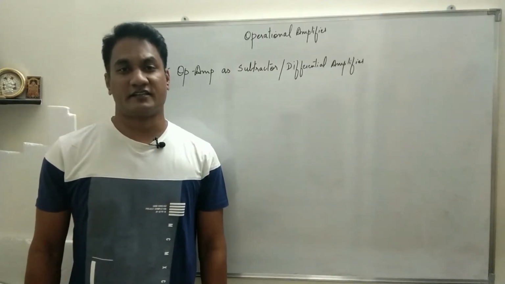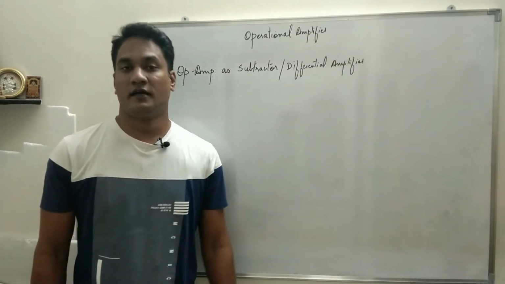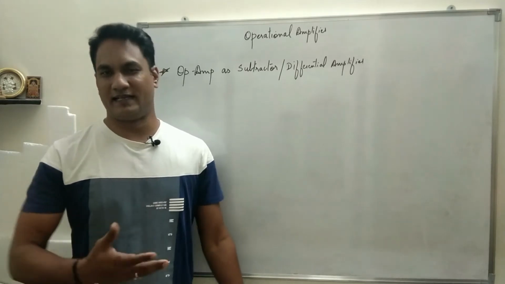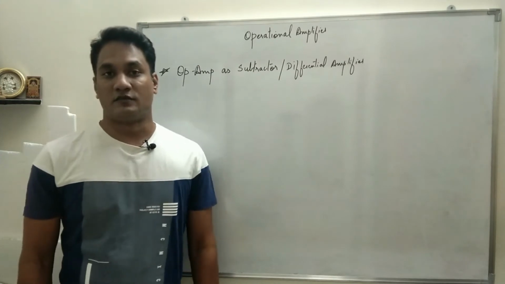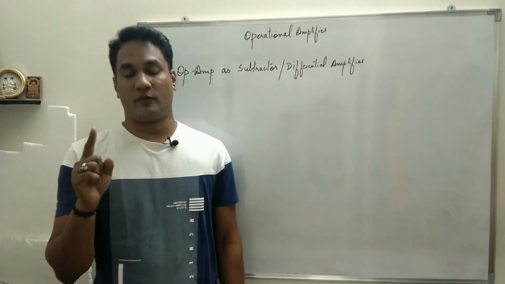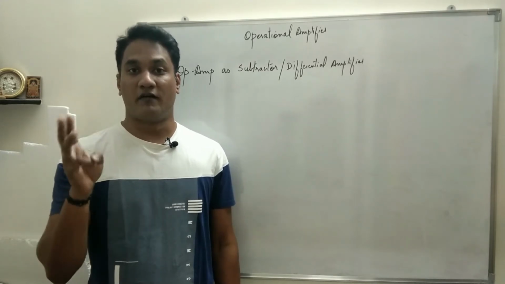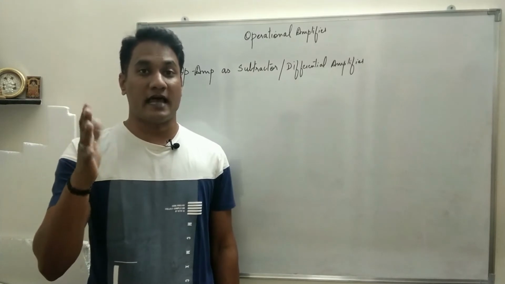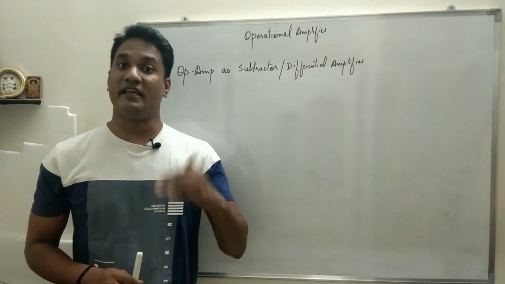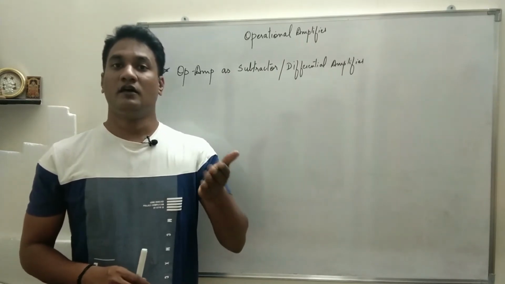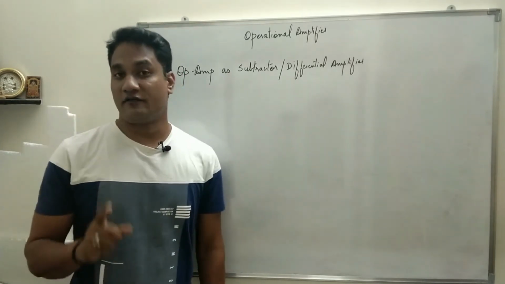Hello students, the next application which we will try to understand is op-amp as subtractor, or it can be used as a differential amplifier. I'll explain what exactly it means. In all the previous examples, we did op-amp as inverting amplifier, op-amp as non-inverting amplifier, op-amp as buffer, op-amp as sign changer, op-amp as adder. In all these applications, we connected the op-amp either in inverting mode or in non-inverting mode. This is the only application, op-amp as subtractor or differential amplifier.